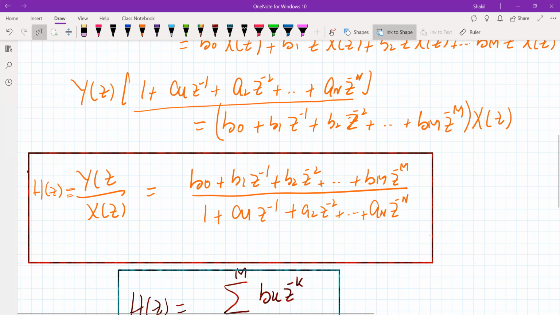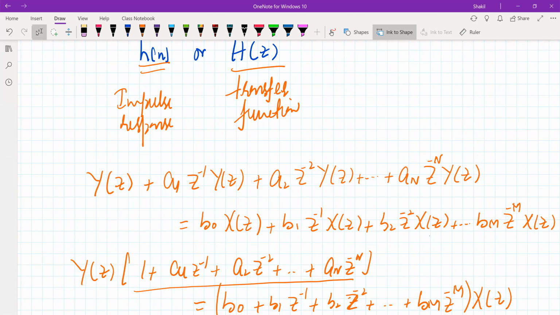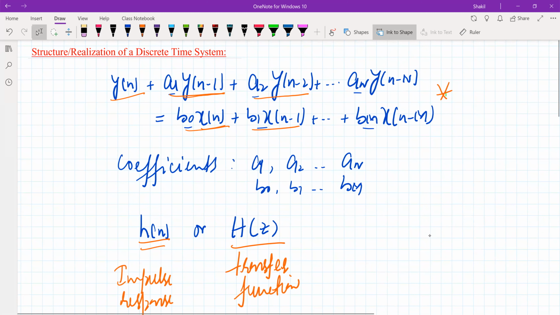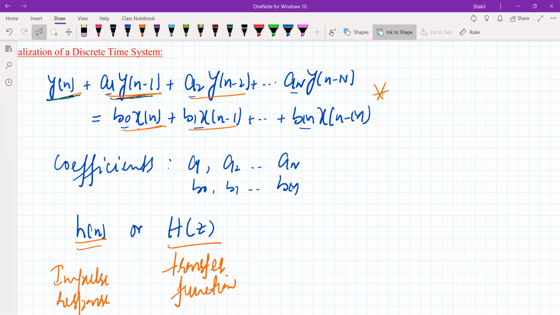Now have a look at this difference equation and its transformed version. These are the general nth order difference equation. What are the components that are required to realize this difference equation? First of all, you have y of n, the output of the system. Then you have y of n minus 1. How do I obtain y of n minus 1 from y of n? This simply means a delayed version of y of n. So the first component that you require is the delay component.